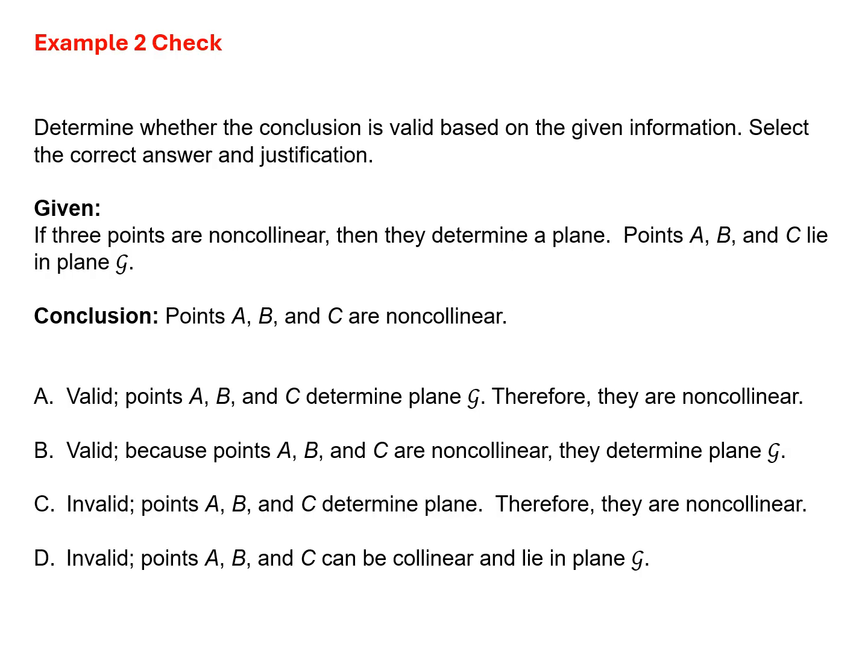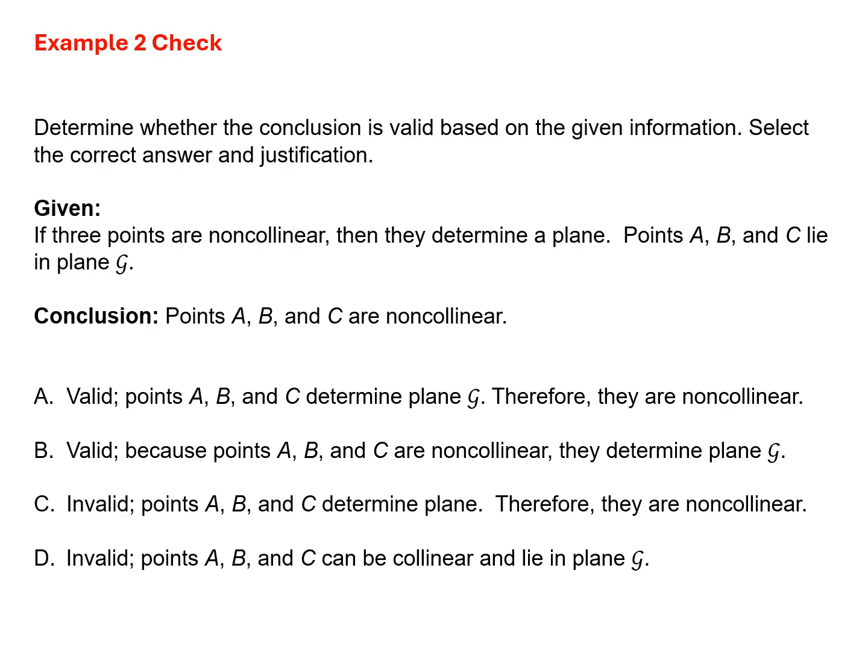Determine whether the conclusion is valid based on the given information. Select the correct answer and justification. You're given if 3 points are non-collinear, then they determine a plane. Points A, B, and C lie in plane G. And the conclusion is that points A, B, and C are non-collinear.